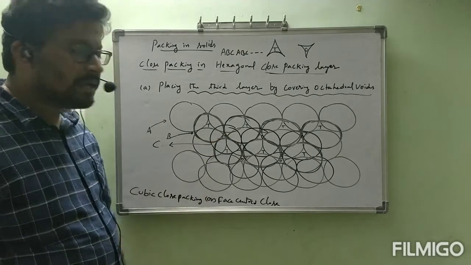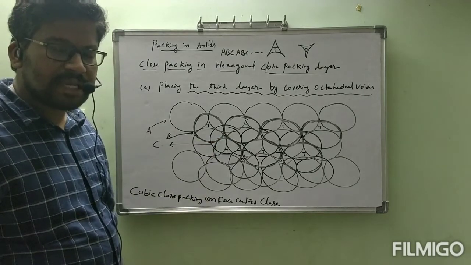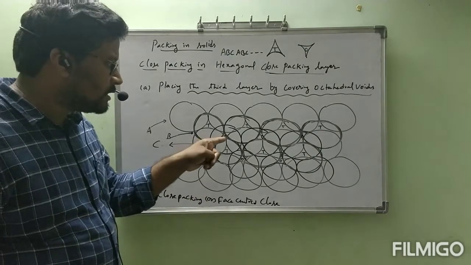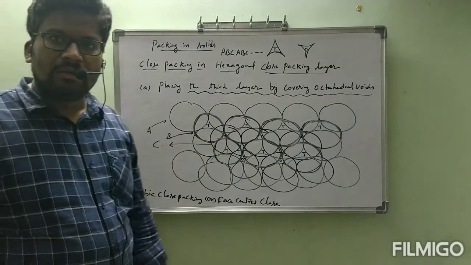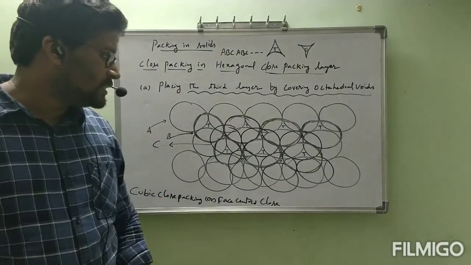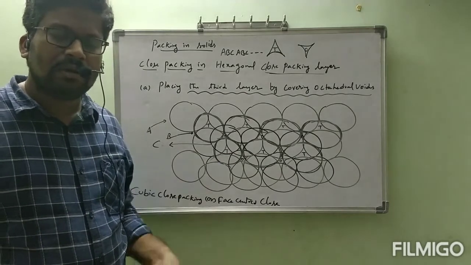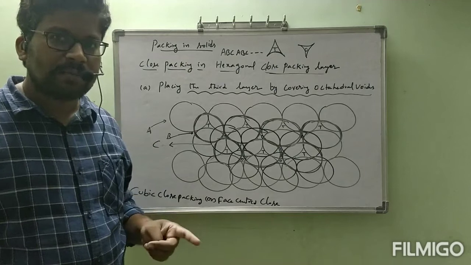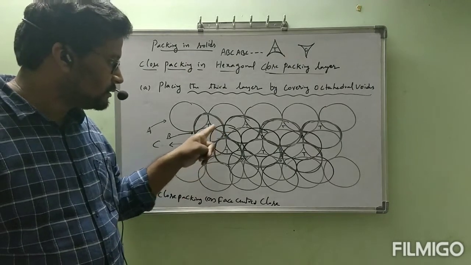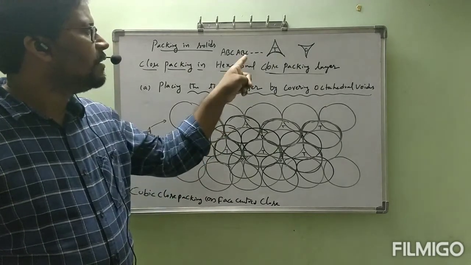After keeping this C layer, we cannot see through the octahedral void. We cannot see the hand below the A layer through the octahedral void, because the octahedral void is covered by the C layer.